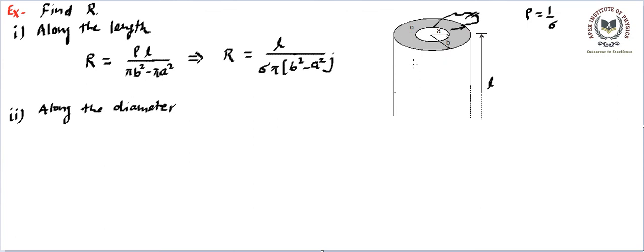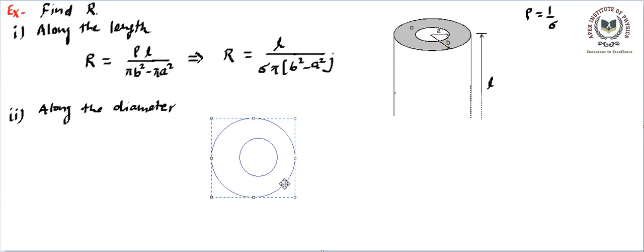So I'm just erasing. This was just to illustrate or explain to you. And along the diameter we are going to go, then we can see this picture. This picture can be helpful for us. So there's going to be an inner radius, and there's going to be an outer radius. And if we are looking from the top, it will look like this. And how the current is going to be moving, that we need to think about. So current will be flowing like this.